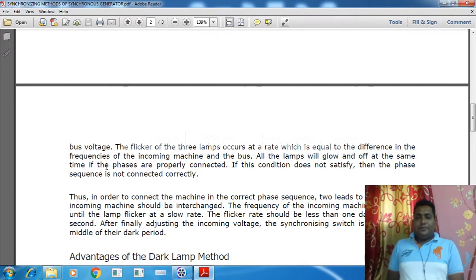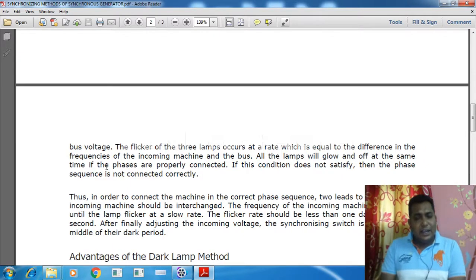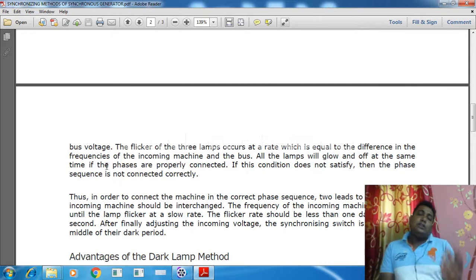Then after that we have to check if the lamps are flickering the right way. If it is not doing that, again interchange. Like this way, by changing permutation and combination, we have to check the original phase sequence.